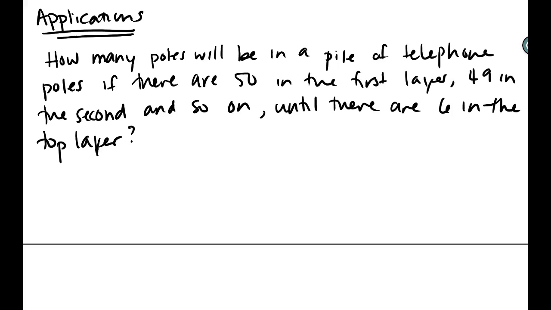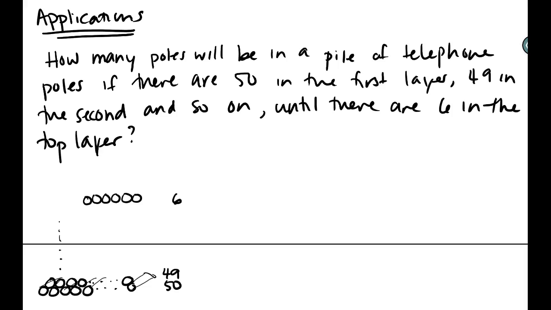So first thing I'd like to do on these questions is to draw up what's happening. So there are 50 telephone poles in the first layer, right? I could even draw some, make them look like poles, right? Anyways, in the next layer, there are 49, one less, all the way up until you get to the last layer where there are 6.